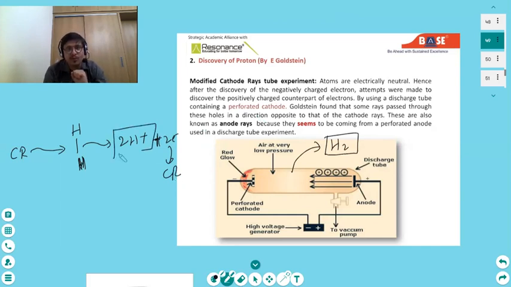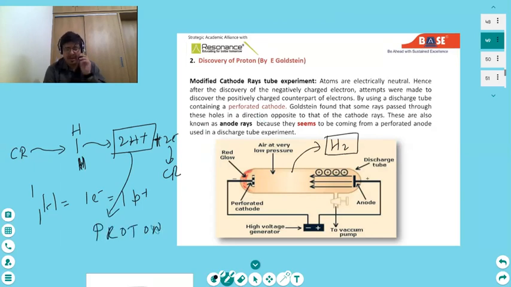Now what is this H plus that is produced? Hydrogen atomic number is 1, so it has 1 electron and 1 proton. The neutron part is not there because 1 minus 1 is 0. Since H plus does not have any electron, this H plus entity itself is known as proton. So Goldstein has not discovered anything coming from the anode, but the gas that is there got ionized due to cathode ray. Got it?